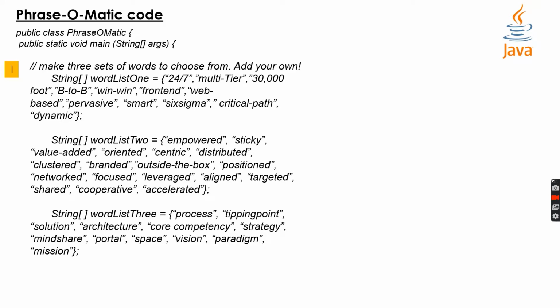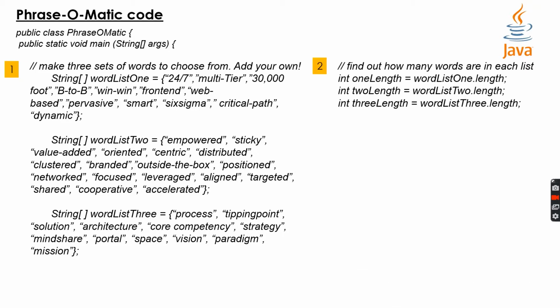For step number 1, the first step is to create the three string arrays, the containers that will hold all the words. Declaring and creating an array is easy. Each word is in quotes, as all good strings must be, and separated by a comma. So here we are making the three sets of words to choose from in each list: string wordList1, string wordList2 and string wordList3. So here we created the three lists.